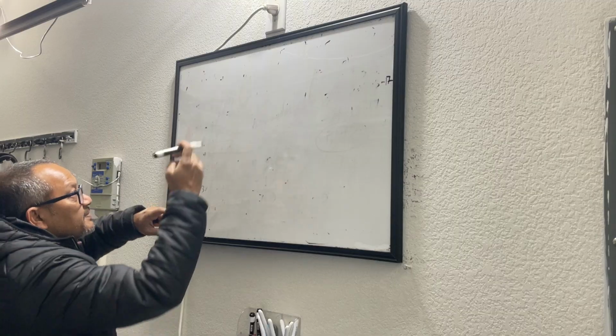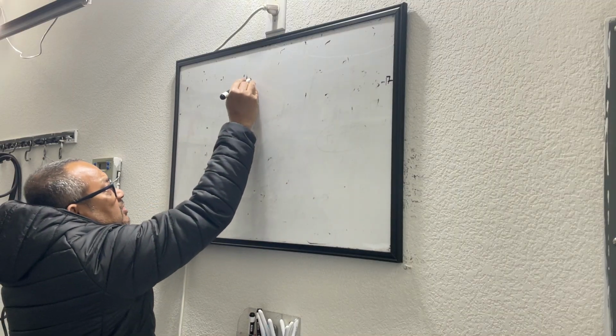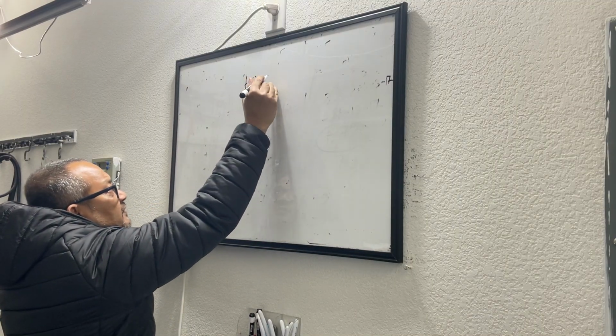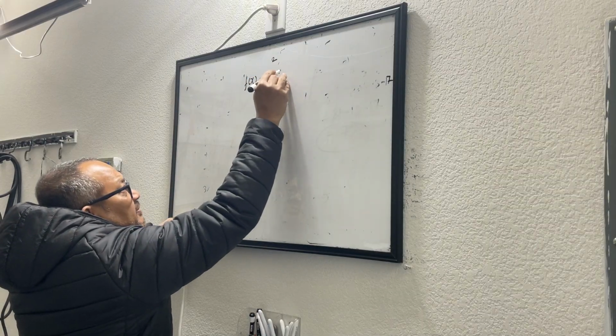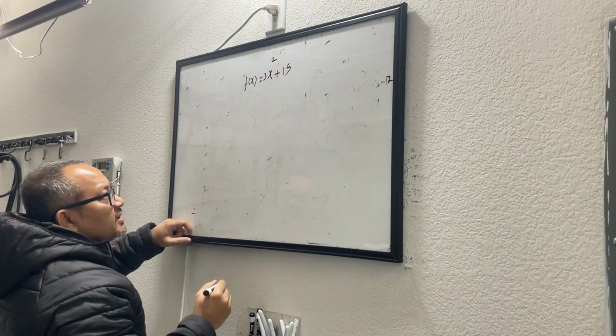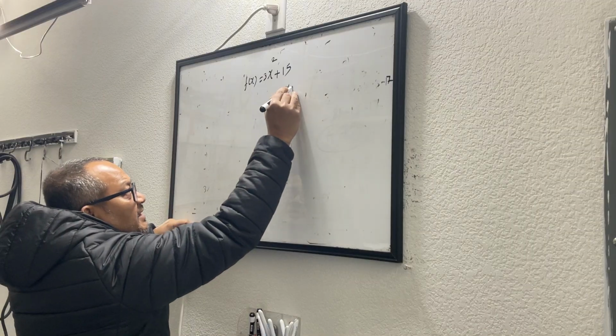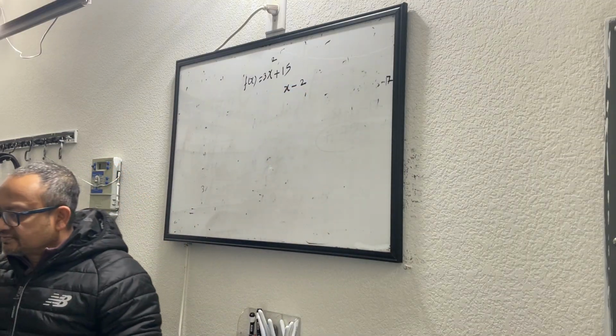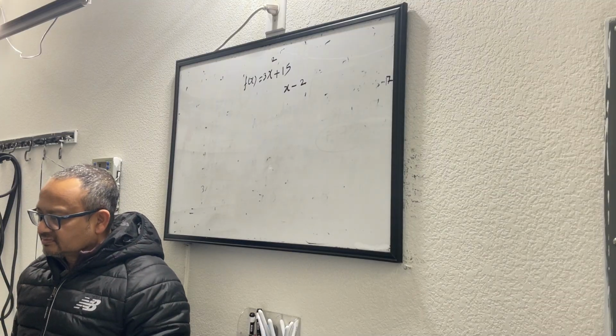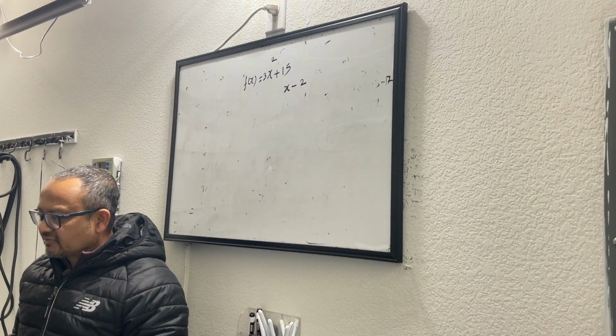If I say I have a polynomial in the form of a function which is, let's say, 3x squared plus 15. If I divide that by x minus 2, what will be my remainder? Can you guys find out real quick?